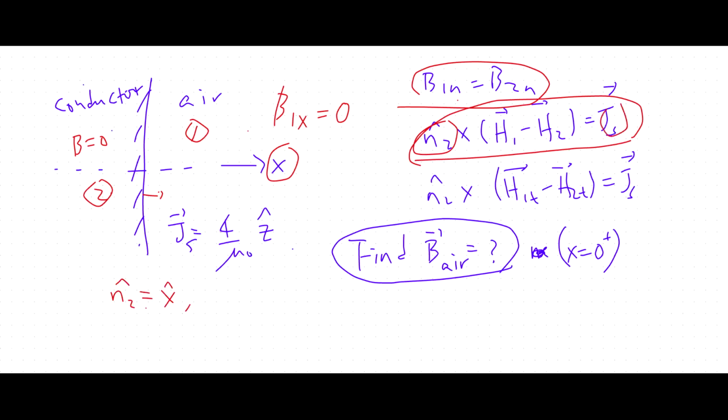So let's look at this formula. It says this X hat cross something, my H1 minus H2, must be equal to Z hat, right? So what is the direction of this thing? Must be something in the Y hat. That means I don't need to look at the X components. I don't need to look at the Z components. I only look at the Y components, right? So, okay.